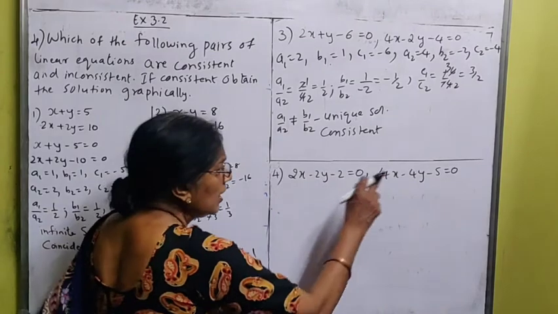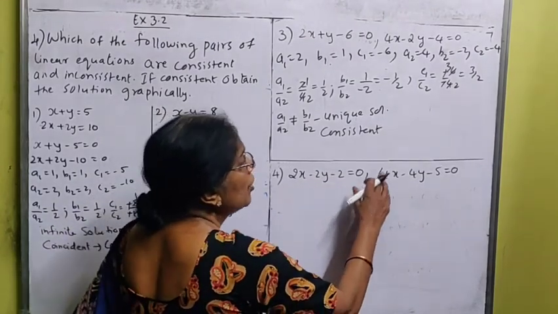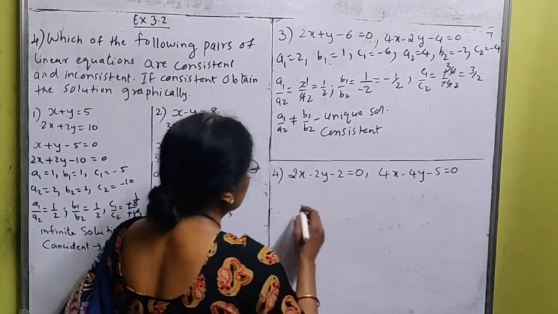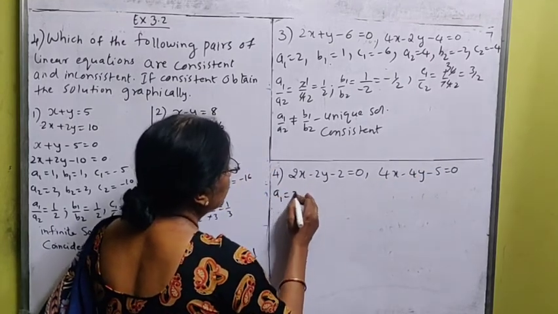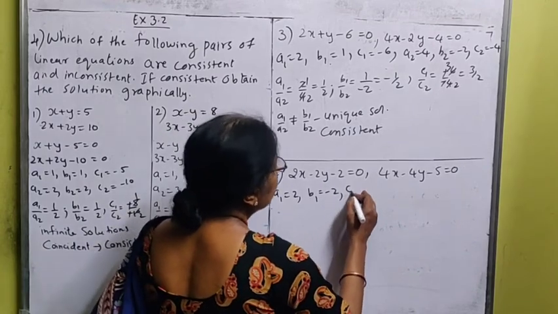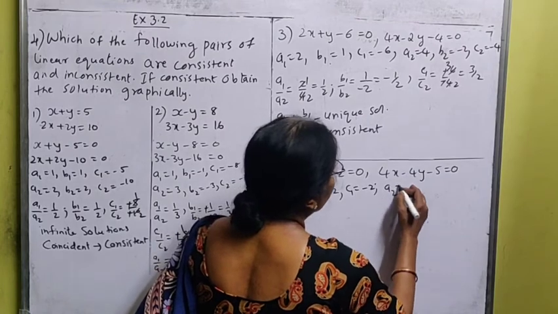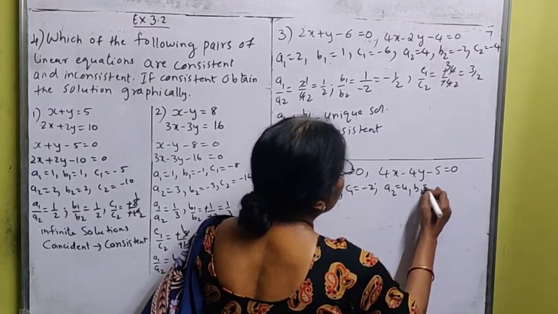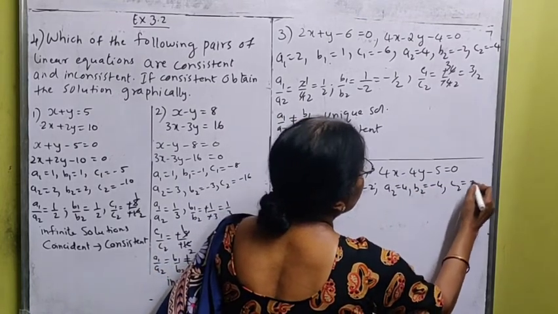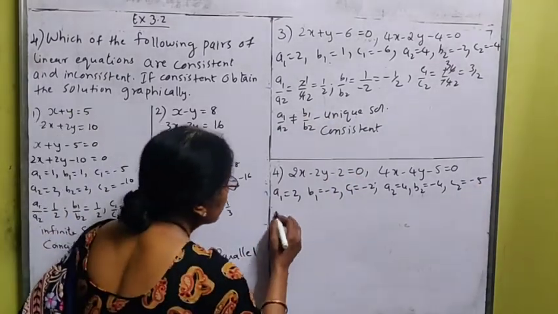Now let us go to the last sum in this main. 2x minus 2y minus 2 is equal to 0. 4x minus 4y minus 5 is equal to 0. So a1 value is 2, b1 value is minus 2, c1 value is also minus 2. Here a2 value is 4, b2 value is minus 4, c2 value is minus 5. So let us see what values you will get.